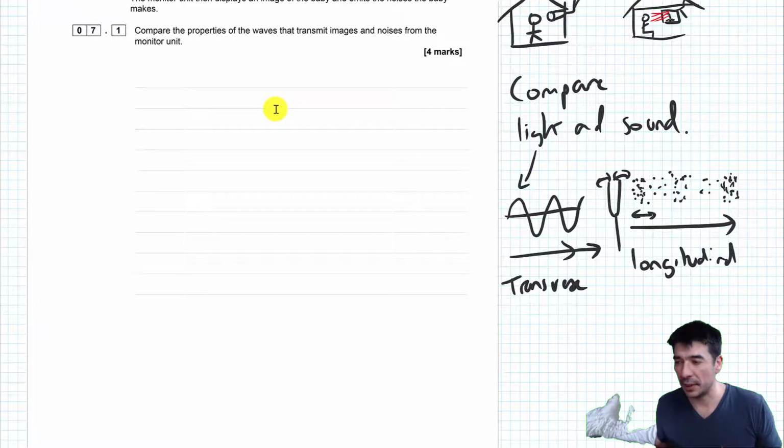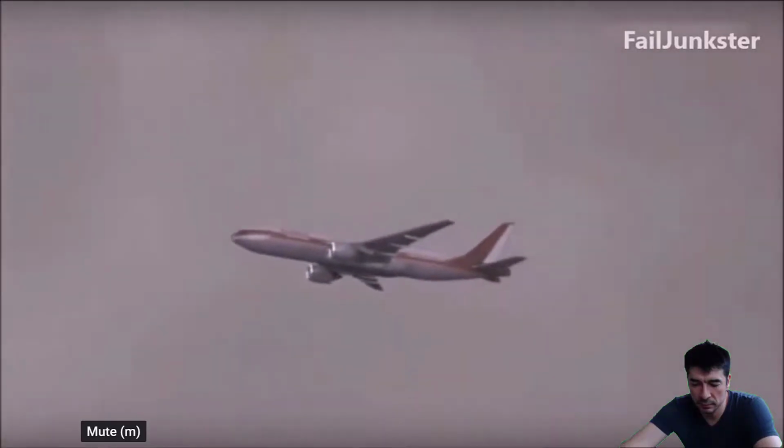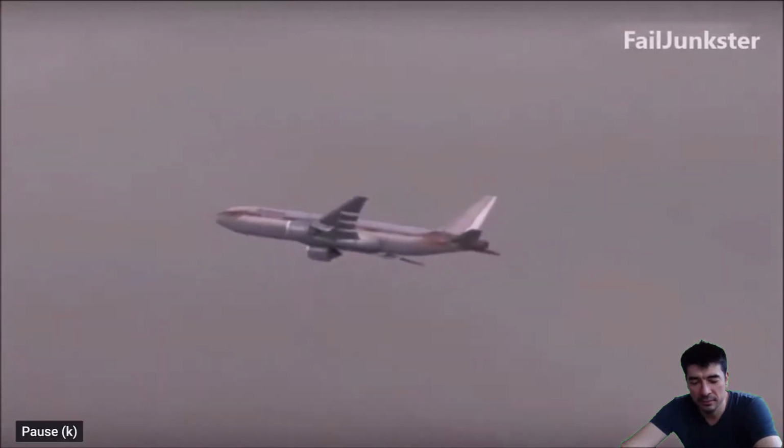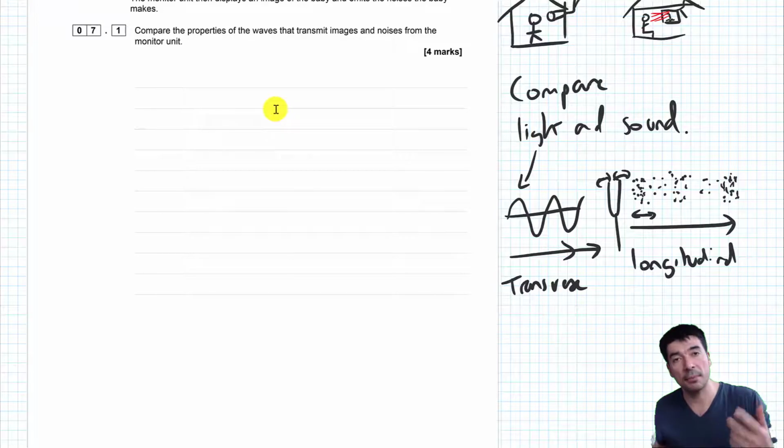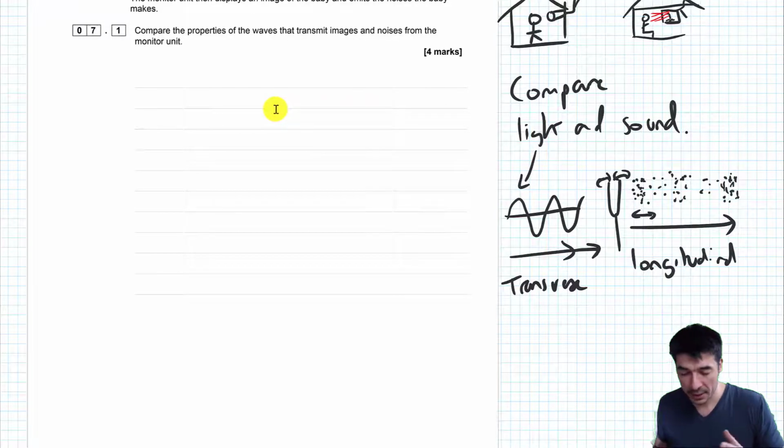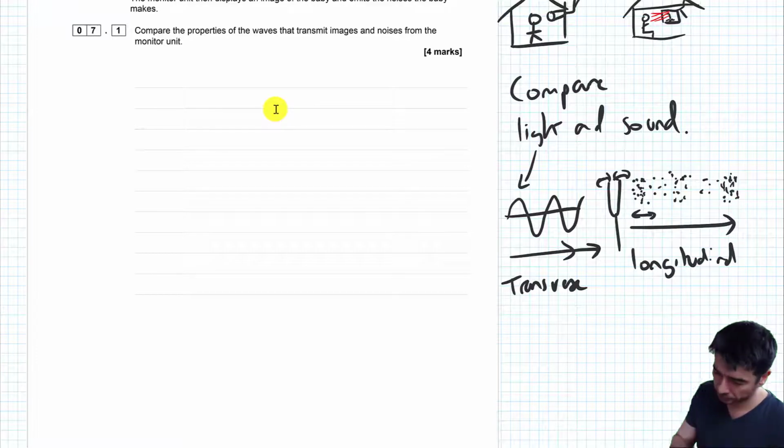So you can see that when you see video footage of, say, an airplane being hit by lightning. Wait for it. See the flash, and then you hear the sound much later, and that's because the speed of light is so much faster than the speed of sound. So these are all the kind of points we need to be making.